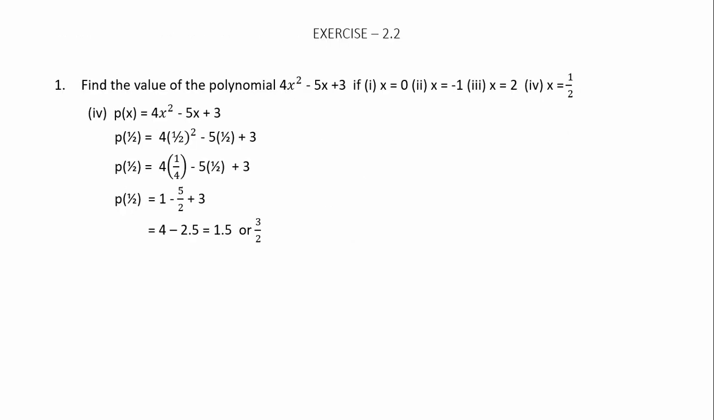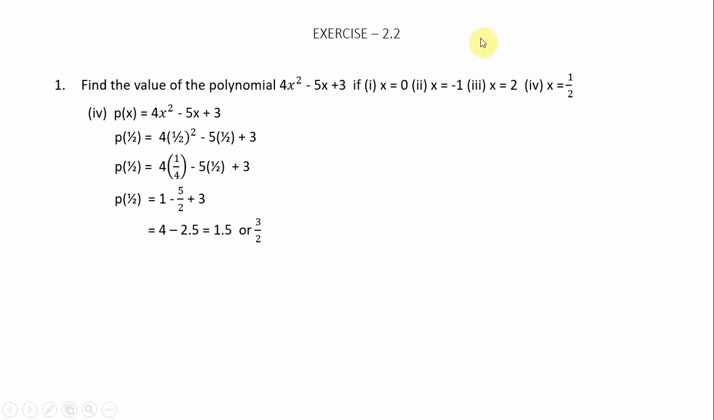Now, in this exercise 2.2, the first question is: find the value of the polynomial 4x square minus 5x plus 3 if x is equal to 0, x is equal to minus 1, x is equal to 2 and x is equal to 1 by 2. Four sums are given to you. Actually x is equal to 0, 1, 2 and minus 1 you can do it. And x is equal to 0 is 0, you can do it.